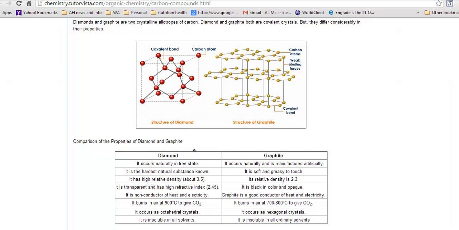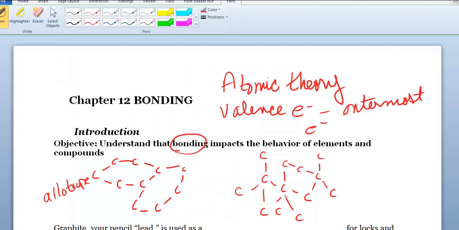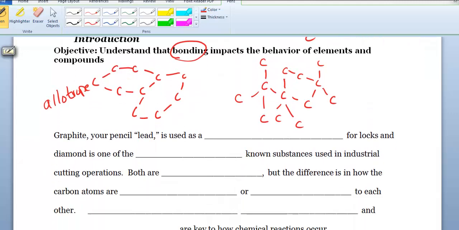Both diamond and graphite occur naturally. Diamond is the hardest substance known to man, and graphite is soft and greasy to the touch. Diamond has high density, and graphite has relatively low density. You can see some of the other properties here. Diamond does not conduct heat and electricity, but graphite is a good conductor. Why are these two things so different? It only comes down to their bonding in the molecule. They're both made of pure carbon.